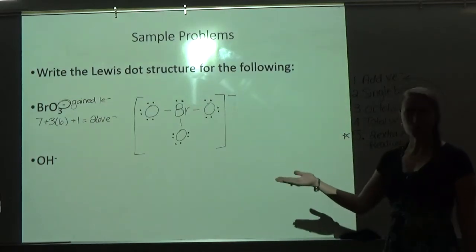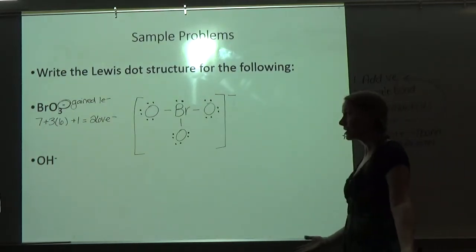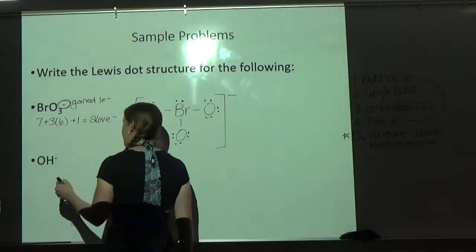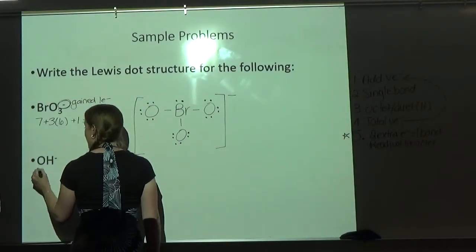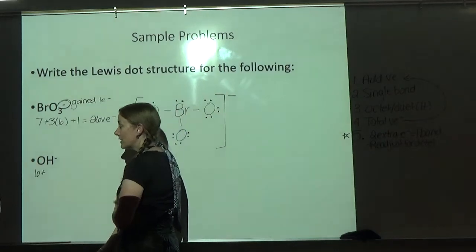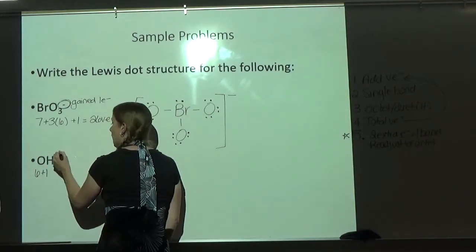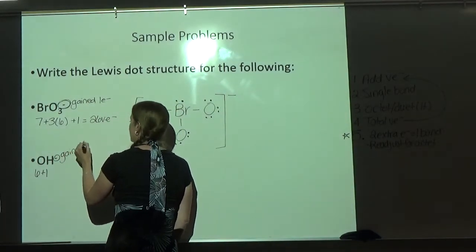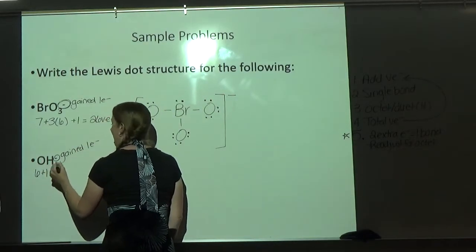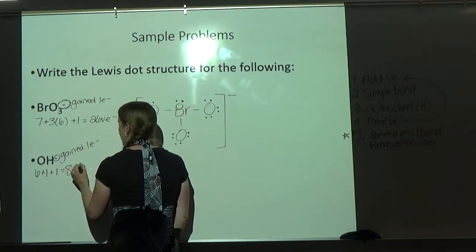All right, so let's look at another one together. So we have OH negative, so hydroxide. So first step is add our valence. So O is in group 16, so it has 6. H is in group 1, so it has 1. A negative 1 charge means it has gained 1 electron. So I'm going to add 1 more and get a total of 8.